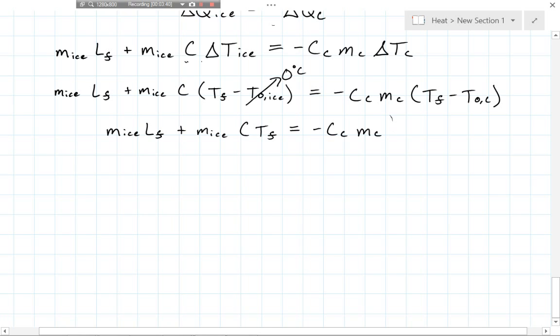On the right-hand side, we have minus the specific heat of the coffee times the mass of the coffee. Actually, again, those specific heats are the same, so I don't need a subscript here. Times the final temperature of the system. And then here we have minus a negative, so it's going to be plus the specific heat times the mass of the coffee times the initial temperature of the coffee.